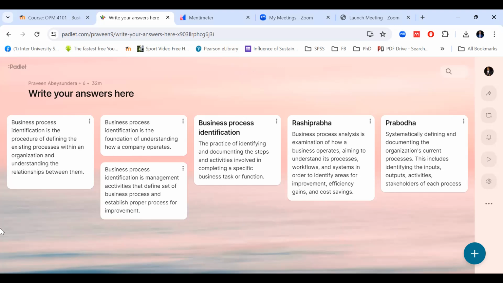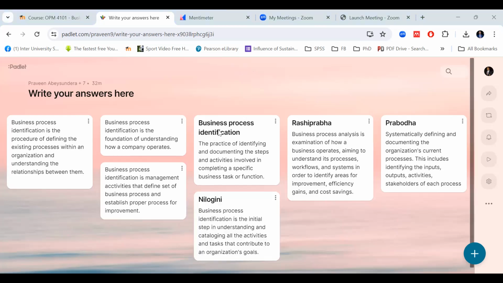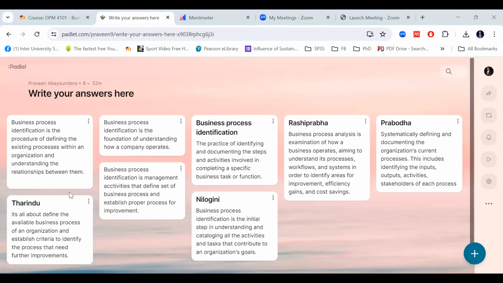Okay, so we have a couple of answers here. We look into Prabodha's answer first. Systematically defining and documenting the organization's current processes. This includes identifying the inputs, outputs, activities, and stakeholders of each process. If you consider Nilochini's answer, business process identification is the initial step in understanding and cataloging all the activities and tasks that contribute to organizational goals.